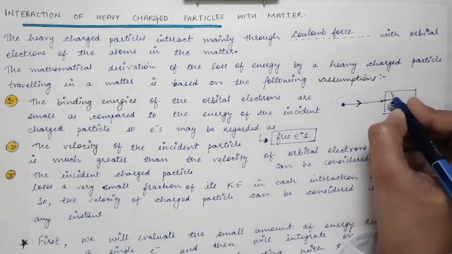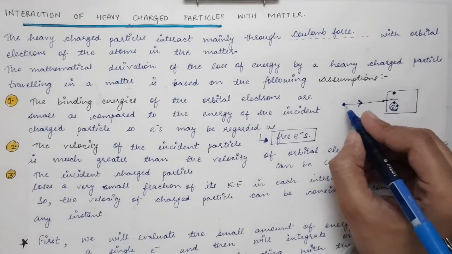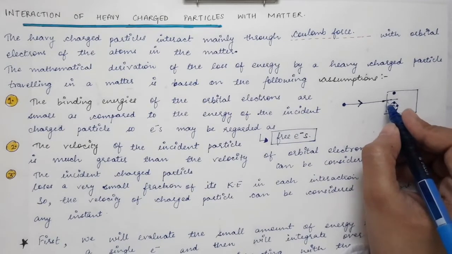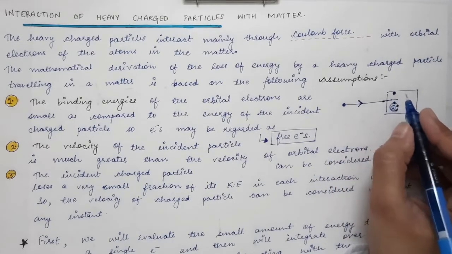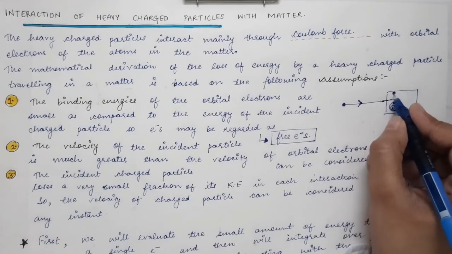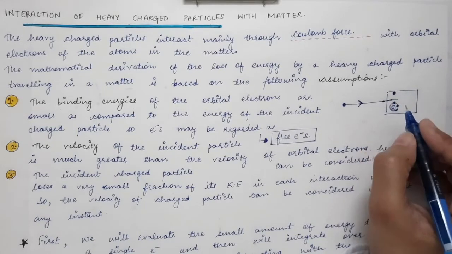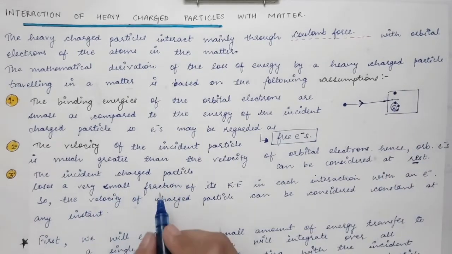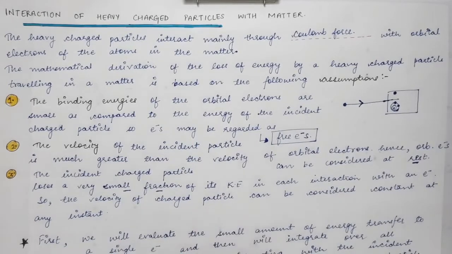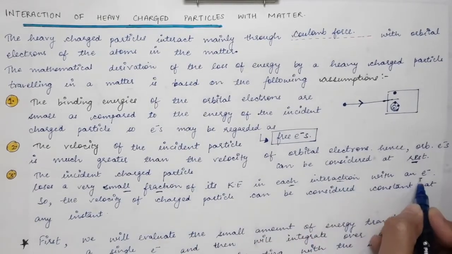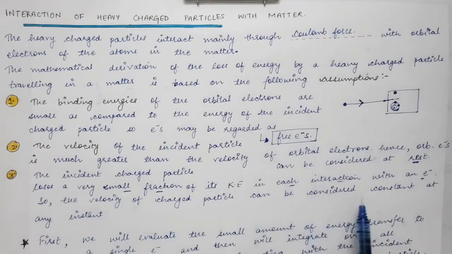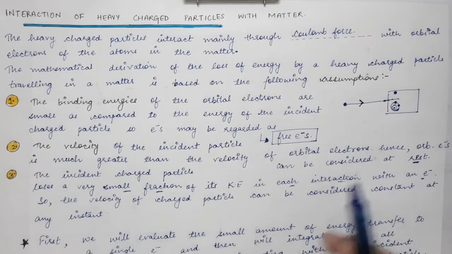So if we talk about a single electron in the medium and the heavy charged particle is traveling in this medium, then at a particular instant of time this heavy charged particle will lose a certain amount of energy to this electron. It will transfer some of its kinetic energy to this orbital electron. So the incident charged particle loses a very small amount of its kinetic energy in each interaction with an electron, and the velocity of the charged particle can be considered to be constant at any instant of time.